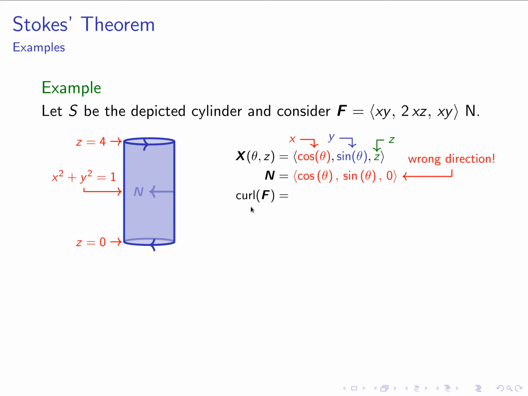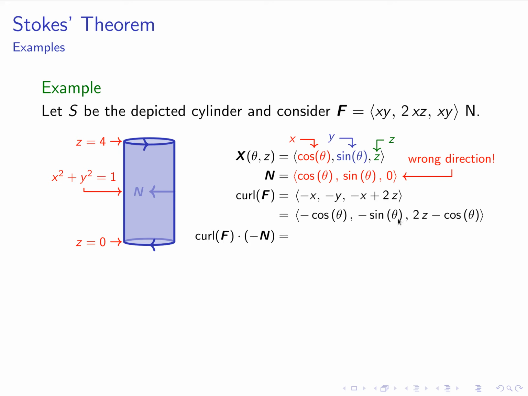Now, what is the curl of our vector field? If we apply the formula for curl, we end up with the vector negative x, negative y, and then negative x plus 2 times z. But since we have a parametrization of our surface, we plug in x equals cosine theta, y equals sine theta, and z equal to z in our expression for curl.